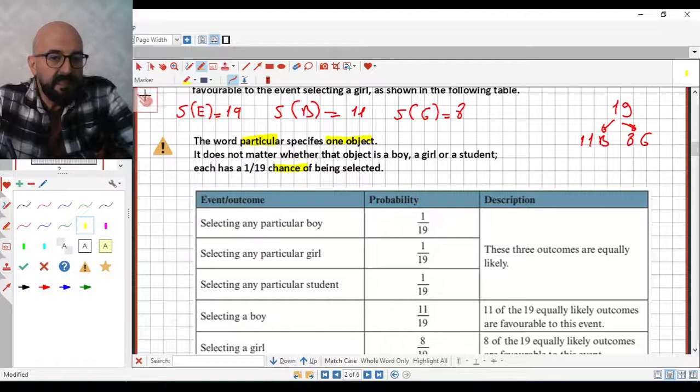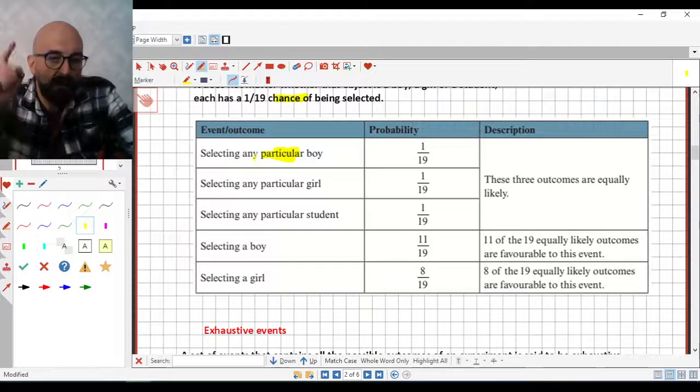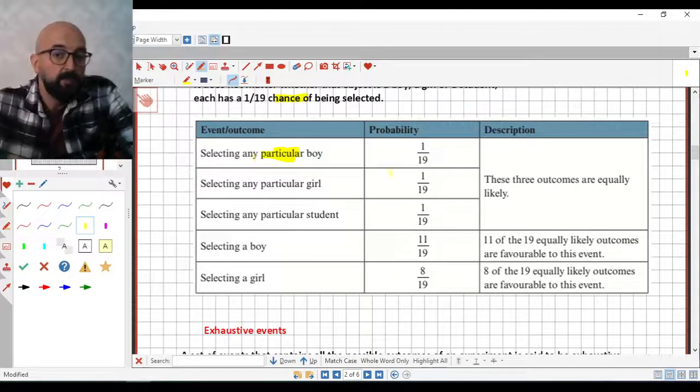Please notice that selecting any particular boy, one boy, the probability of any particular boy is 1 over 19 because it is one object. Selecting any particular girl, the probability of a particular girl is 1 over 19. Selecting any particular student is 1 over 19 because this means one object, one student.